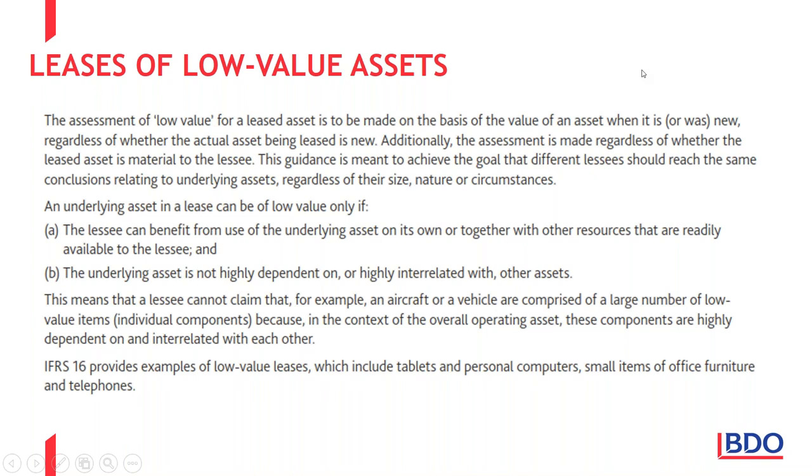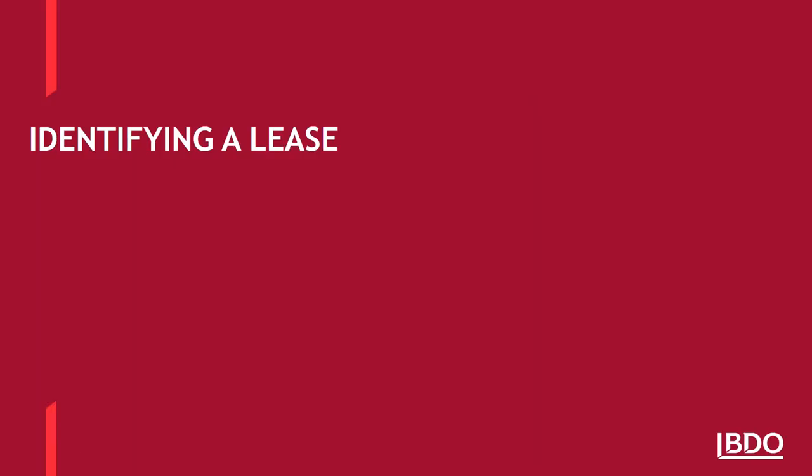The examples provided in the standard of low-value assets that could be leased, and this was the intention, would be tablets and personal computers, small items of office furniture, telephones, fax machines, etc. But I think it is very important that you should not focus on the size of the monthly payment, but the actual underlying asset that's being leased. So I just wanted to flag the scope and the expedients available around low value assets and short term leases. The next thing I thought we should look at is identification.